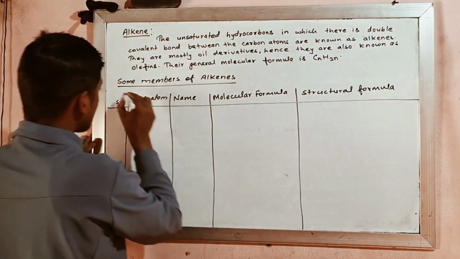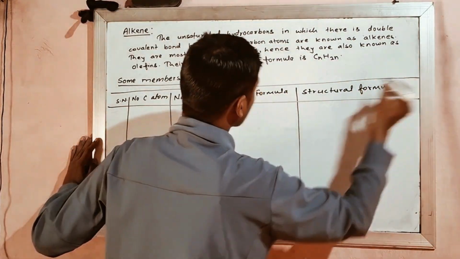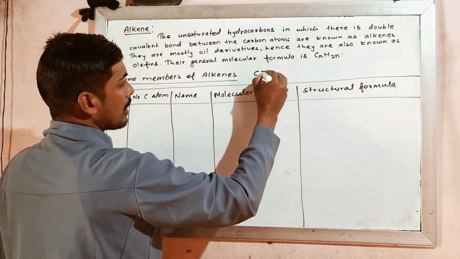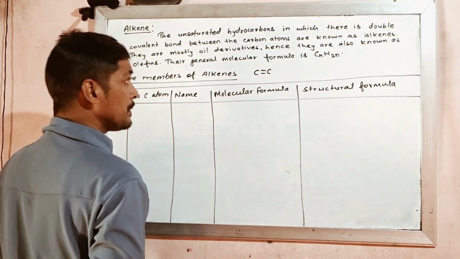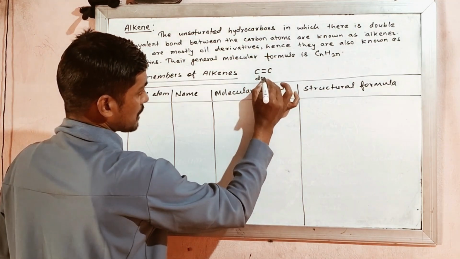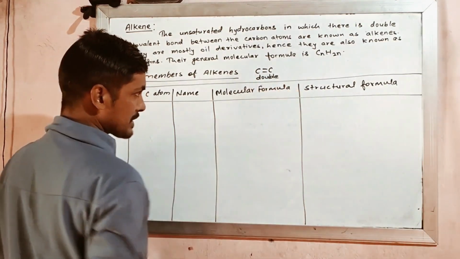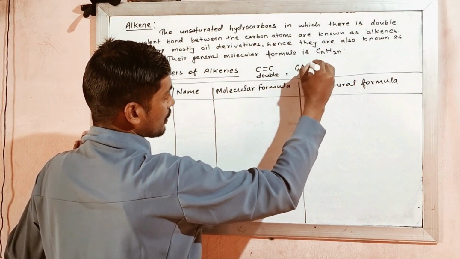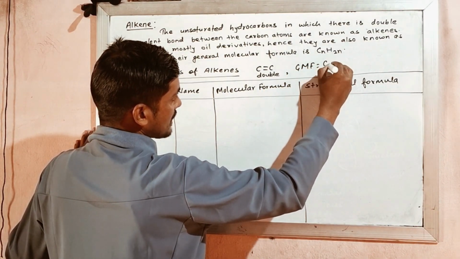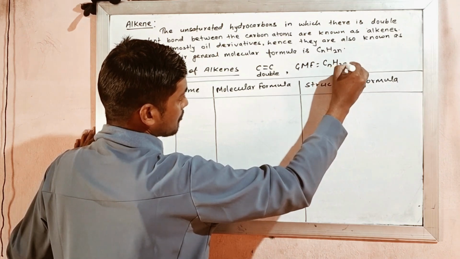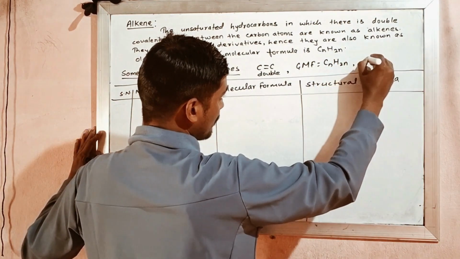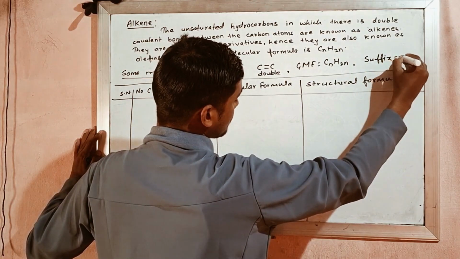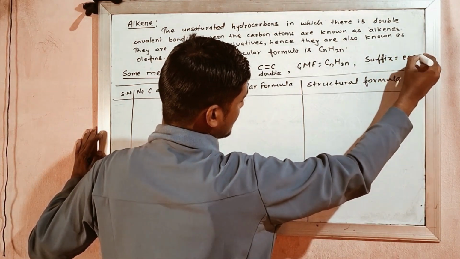Now these alkenes, as we know, are double bonded. We have to write at the top of this table so it will be easy to remember: general molecular formula GMF, CnH2n, and the suffix that we use in alkene is ene.